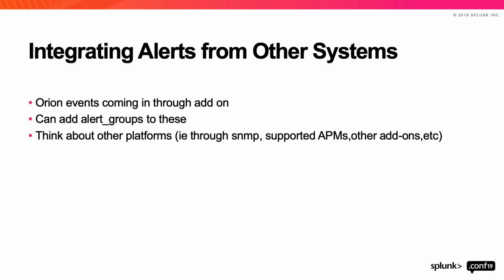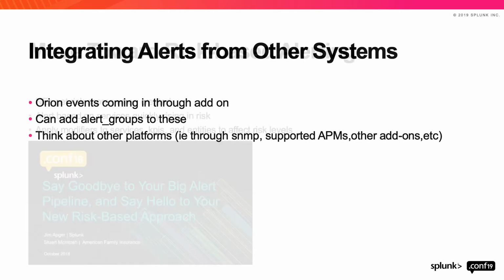Probably. Also, if you have any APMs out there that are supported by Splunk, you probably have some information coming in through that. Other add-ons are getting stuff from maybe some of the cloud services as well. So any of those events, you can really take and apply the alert grouping to correlate them up, so you're not going to see those in the event viewer.